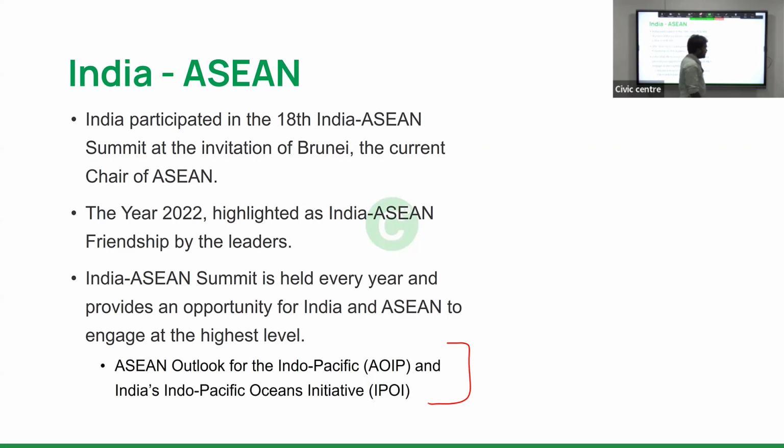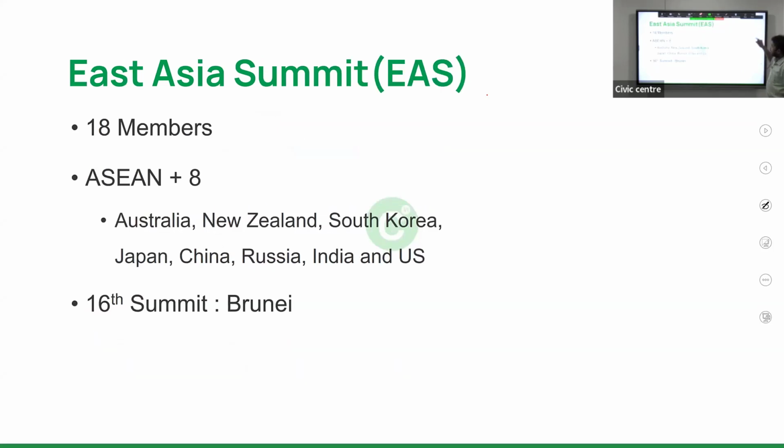Next, East Asia Summit. How many members are there in the East Asia Summit? Yes, 18 members, ASEAN plus 8. Here you can find the US as well as Russia. Very rarely can you find the combination of India, Russia, China, America. East Asia Summit is one such grouping where you can find China and India. You should be aware of the recent place of the summit.